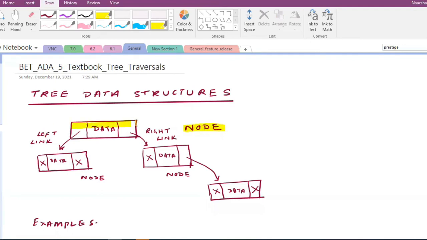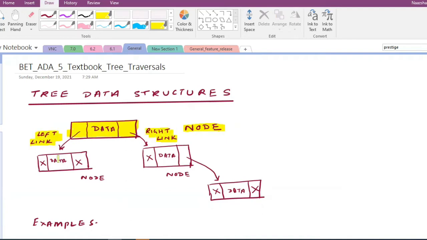A node is this block. This complete thing is called a node. So what does a node contain? It contains the data, because every data structure will hold some data, right? It could be a string, a number, or a character. Along with the data, it contains two other pieces of information, which is the link information. In this case, you have a left link and a right link, okay?